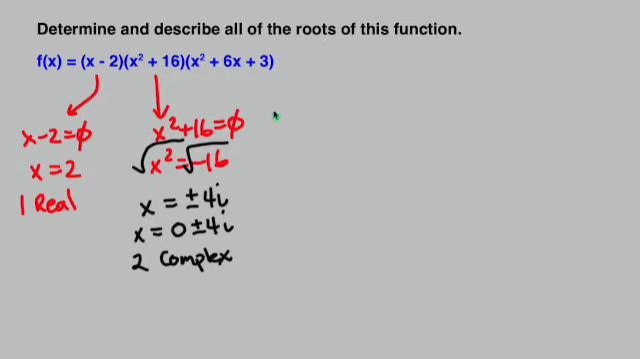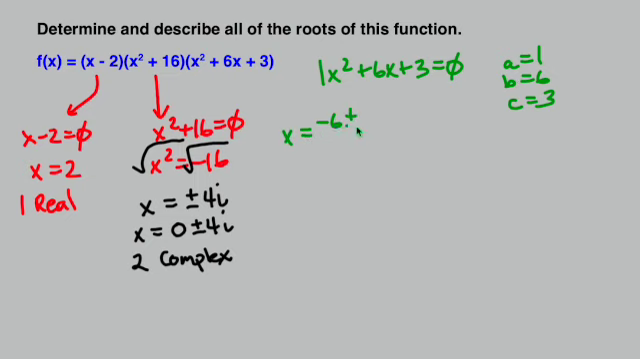And then finally, if we set this last one equal to 0, this one's going to take a little more time because we have an x squared, an x, and a number. So we're going to have to use the quadratic formula. I have a equals 1, b equals 6, and c equals 3. Therefore, x is going to be the opposite of b, so negative 6, plus or minus the square root of b squared. Well, 6 squared is 36, and then it's always minus 4 times whatever a is, so that's 1, times whatever c is, which is 3. And then it's all over twice a, so 2 times 1.